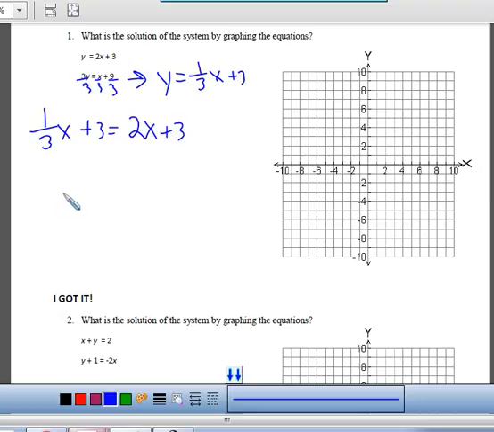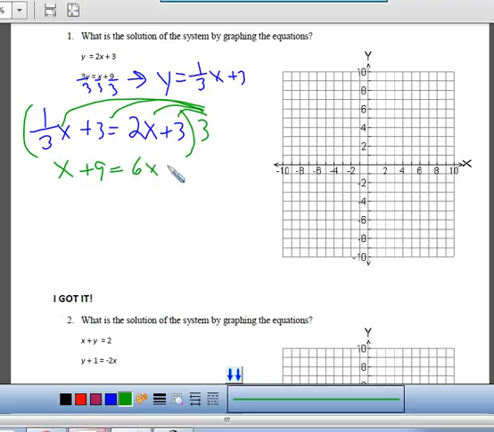Now, I bet some of you are saying, well, Mr. Decker, how are you going to solve that with the fraction there? Well, I'll tell you. I'm going to multiply everything by 3. Because if I multiply by that denominator, I'll get rid of it. So 3 times 1/3 x is x. 3 times 3 is 9. 3 times 2x is 6x. 3 times 3 is 9.